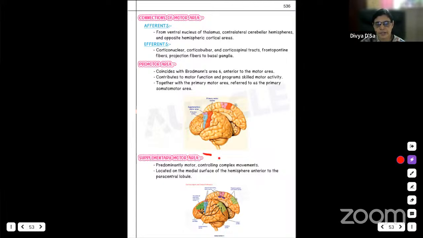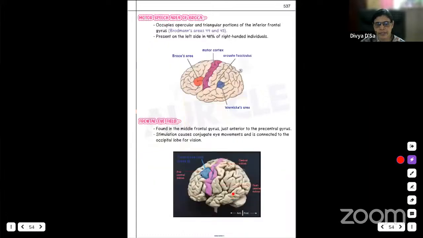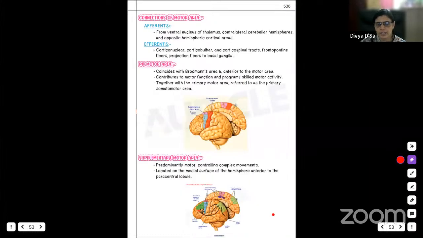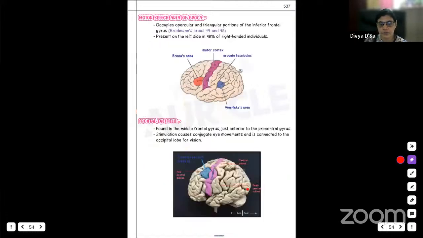Then we have the supplementary motor area. The supplementary motor area is situated on the medial surface of the hemisphere, just anterior, in the medial frontal gyrus. So what does it do? It controls complex movements. It will help in the control.